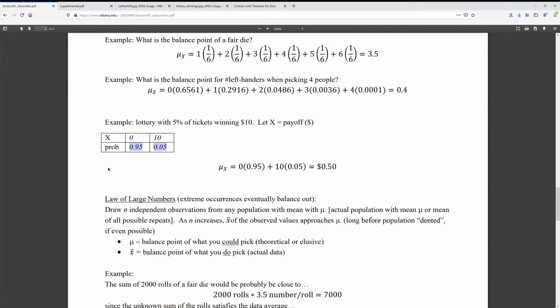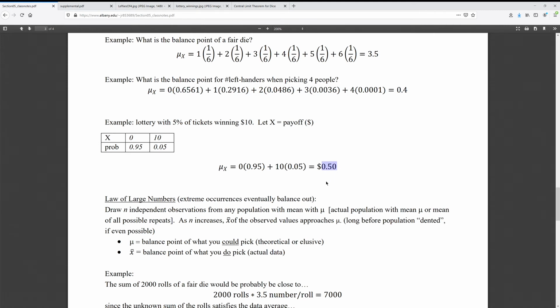So the more of those you average together, 0, 0, 0, 0, 0, 0, 10, 0, 0, 0, 0, 0, 10, 0, 0, 0, 10, 10, 0, 0, the longer you let that go on, the more likely it is that 95% of them are zeros, 5% of them are tens, and that data average will probably be very close to 0.5.